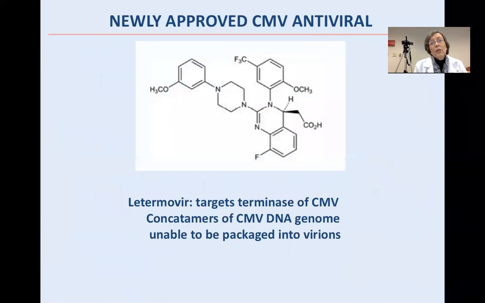And finally, there's a newly approved CMV antiviral, letermovir. So it targets the terminase of CMV. When CMV replicates, it makes a series of copies of its genome that are all linked in a linear fashion. And the terminase then is able to recognize the genome length, cleave it off, and allow it to be packaged into virions, which are then infectious. So if you interfere with the terminase, you make a lot of CMV DNA, but it can't be cleaved and it can't be packaged, and you don't get an infectious virus as a result.